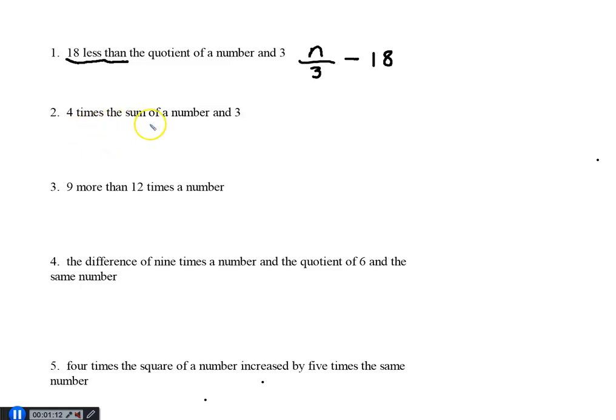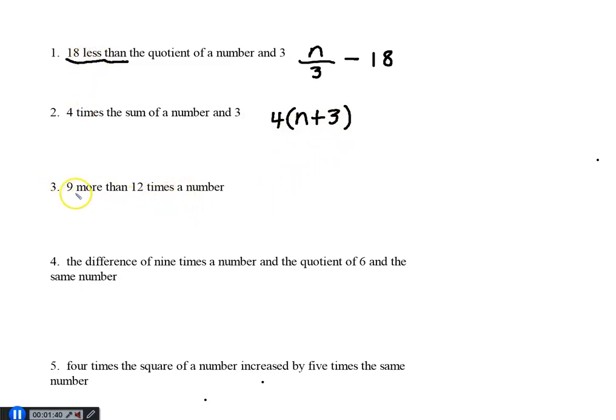Number 2, 4 times the sum of a number and 3. So the sum of a number and 3, that means addition, of course. And then 4 times that sum. So we really need to show parentheses. In this case, this indicates 4 times the entire sum. Without the parentheses, you're just going to be multiplying 4 times the number, but you won't be multiplying 4 times 3. So parentheses are important here.